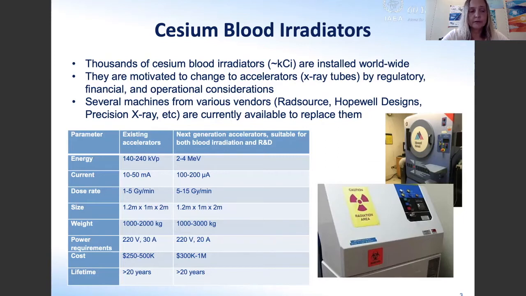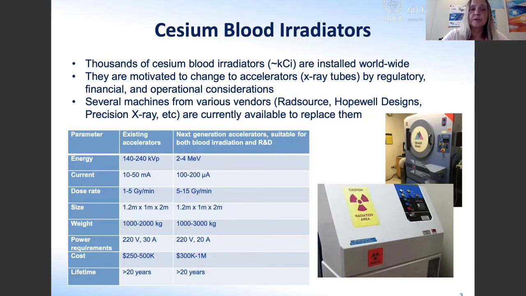Several machines from various vendors are already available to replace them, and there are several programs ongoing in different countries where accelerators are already replacing cesium blood irradiators. In the table on this slide, you can see some parameters of the already existing machines to replace cesium blood irradiator and the next generation accelerators, which can be suitable for both blood irradiation and R&D purposes.